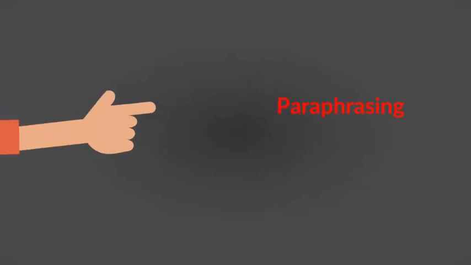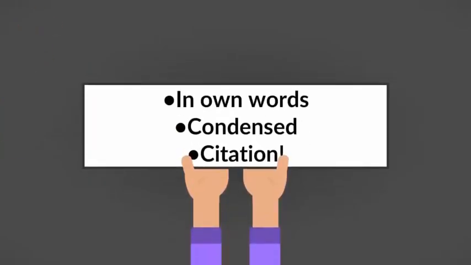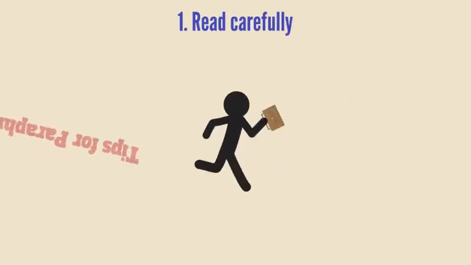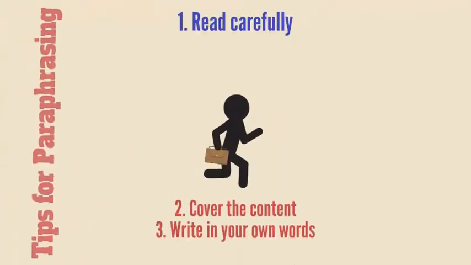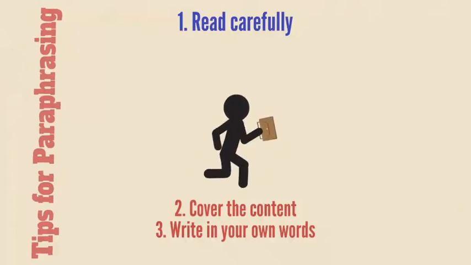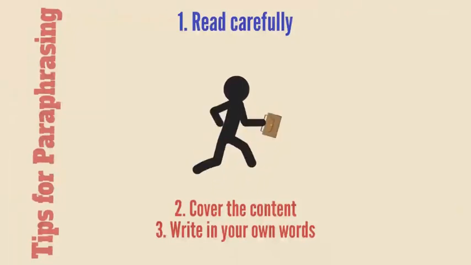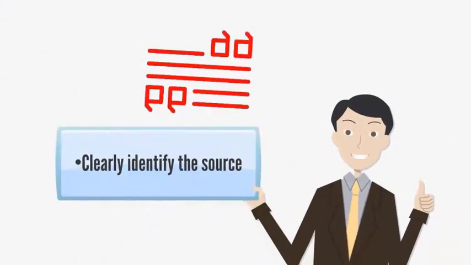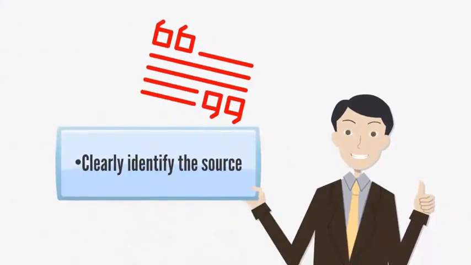Paraphrasing can also help to remove plagiarism. It is presenting someone else's ideas in your own words. A correct paraphrase needs to be in your own words, properly condensed, and correctly cited. It should be structured differently from the original. The key to correctly paraphrasing is to read carefully to understand the idea. Then present the idea, making sure to cover the whole content by placing it in your own words. The important thing to remember to stay away from plagiarism is to clearly identify the source.